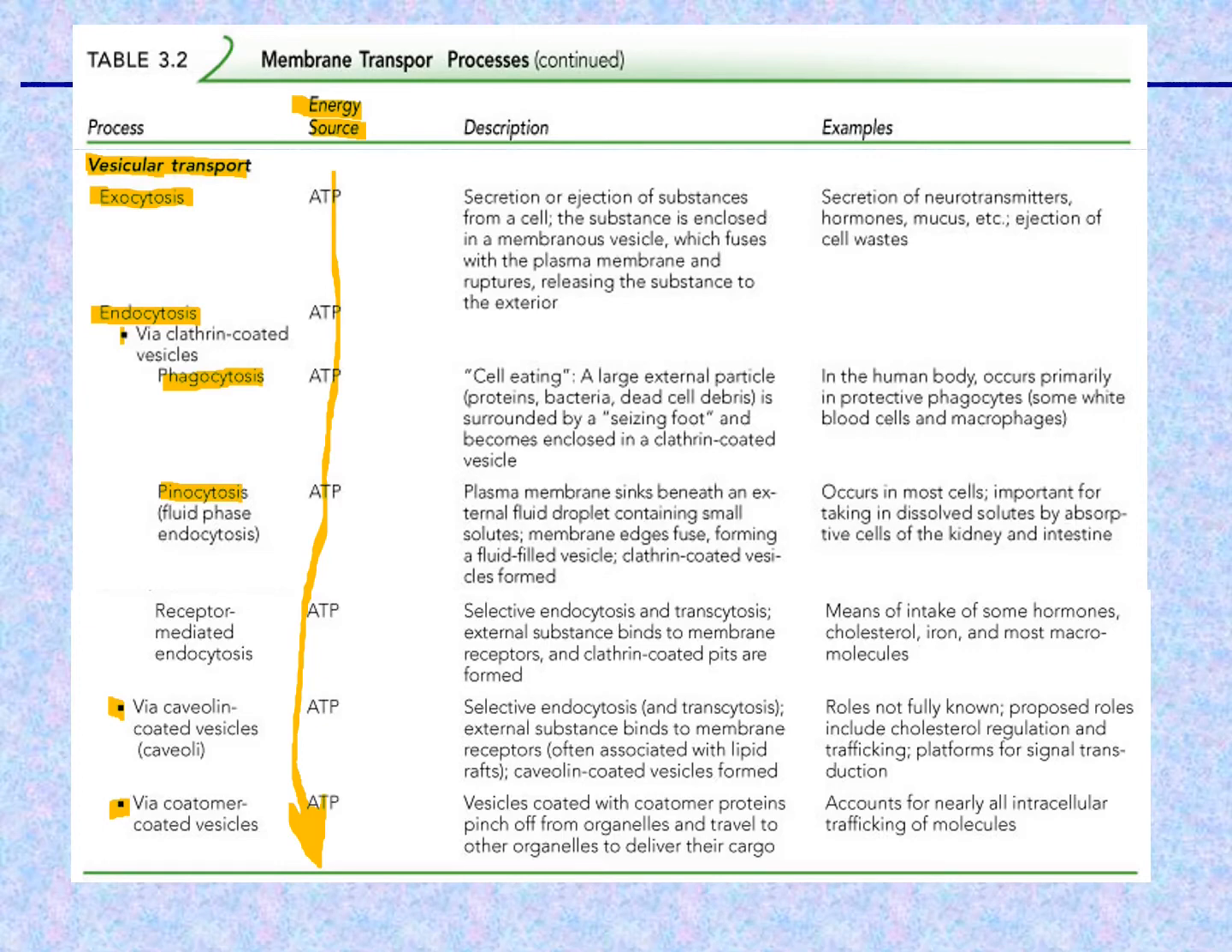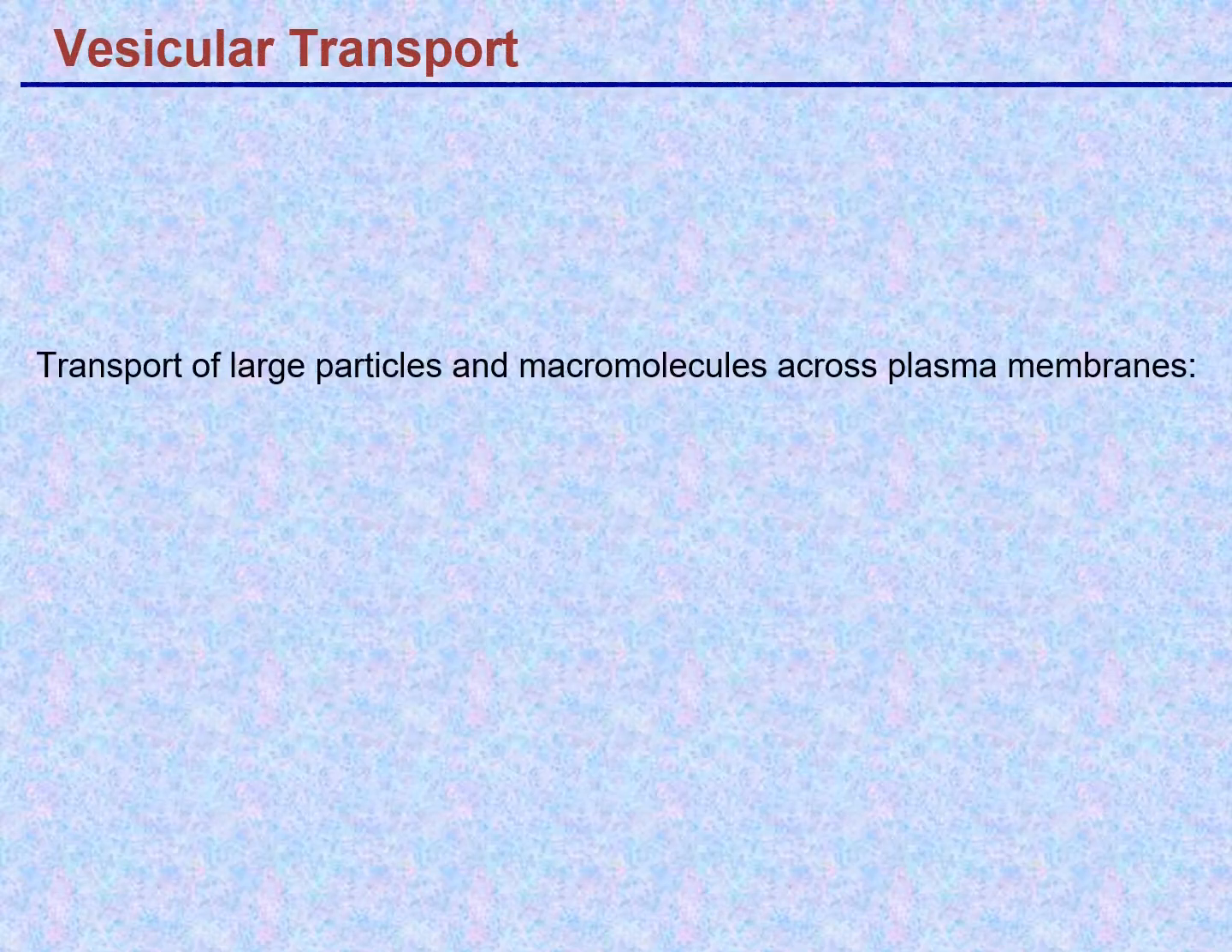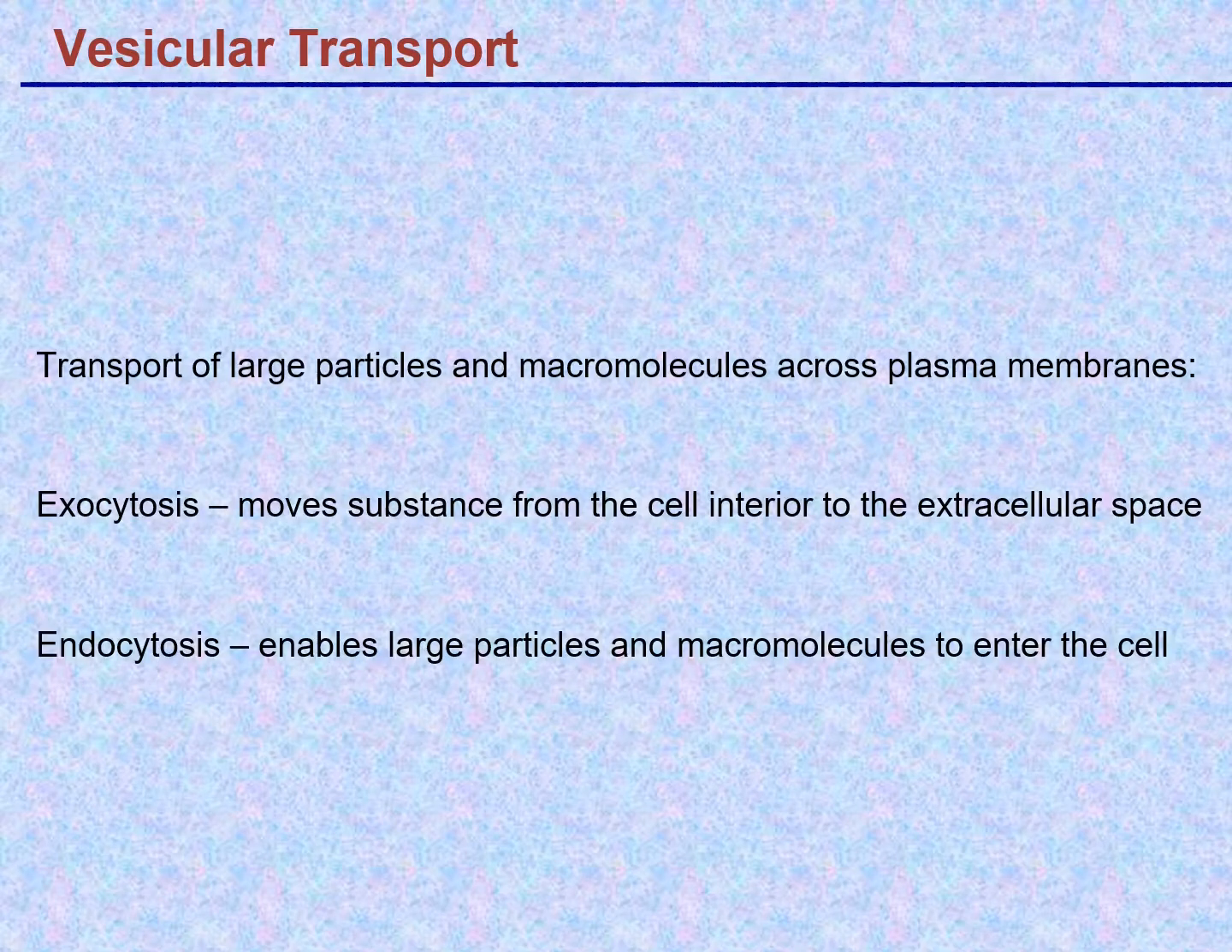So, as we see here on the next slide, in terms of vesicular transport, as I told you before, it can be transport of large solid particles, macromolecules, or fluid, and it can involve movement out of the cell, or into the cell. And if it's vesicular transport, whatever is being transported is surrounded inside a membrane-bound vesicle, a phospholipid membrane-bound vesicle.